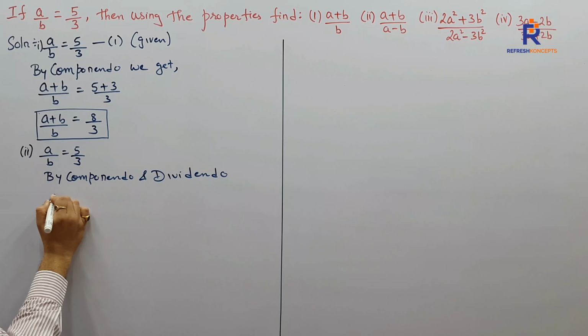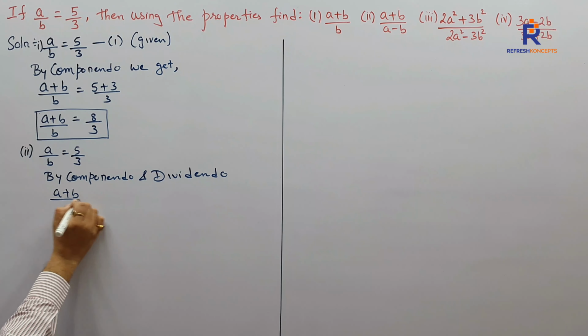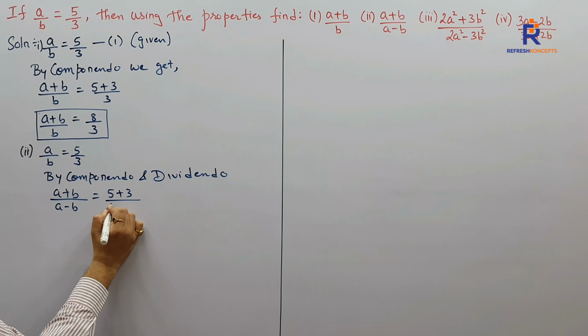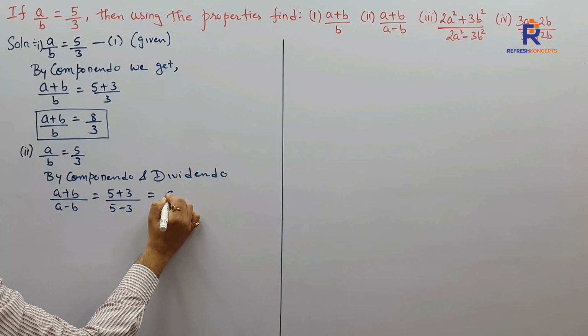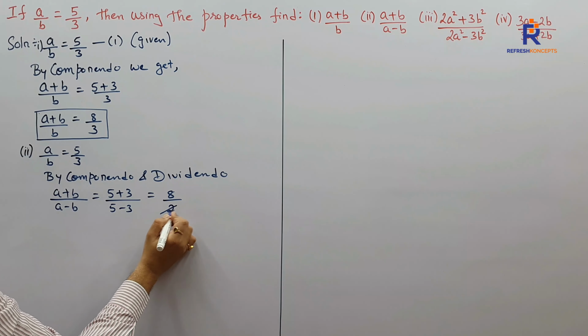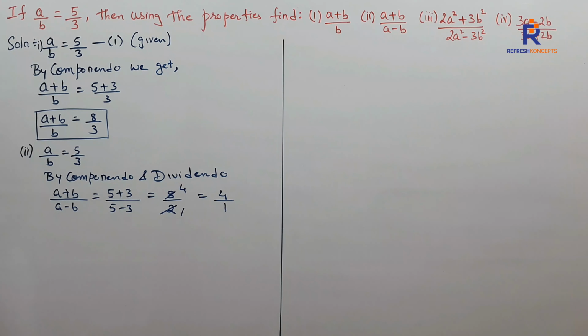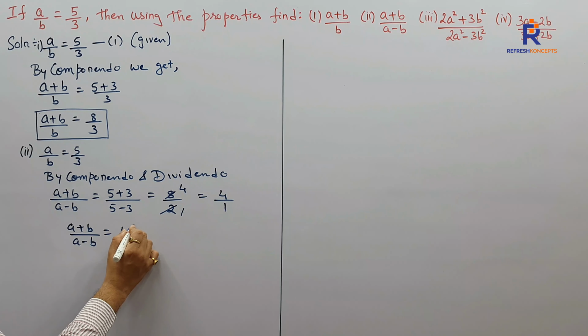No shortcuts, please. (a plus b) upon (a minus b) is 5 plus 3 upon 5 minus 3. Answer is 8 by 2. On reducing, you get 4 by 1. Therefore, our final answer, (a plus b) upon (a minus b), is nothing but 4 by 1.